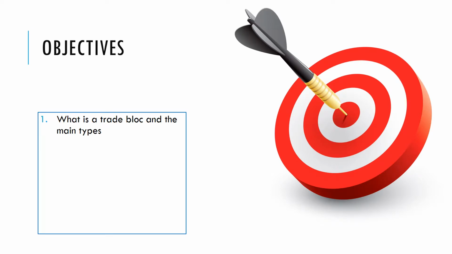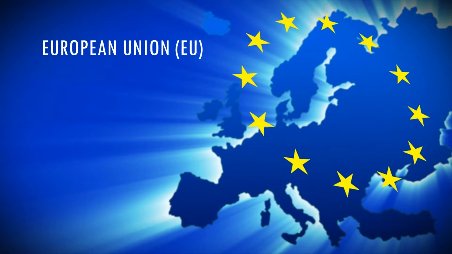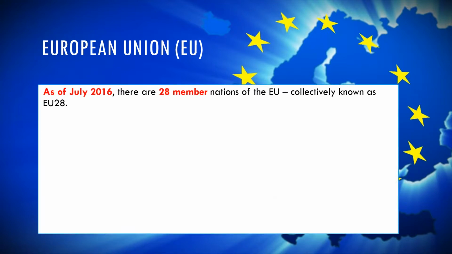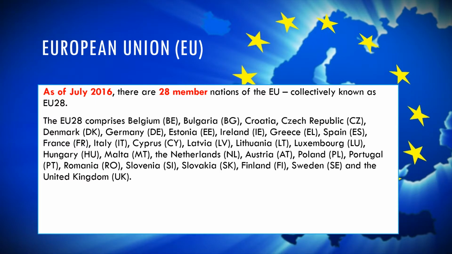So we've looked at what a trading bloc is and the main types. We're now going to look at some of the major trade blocs. So the first one, and the most common one that's cited as an example, the one we need to know about, is the European Union. And there are 28 member nations of the EU, collectively known as the EU 28, and here they are.